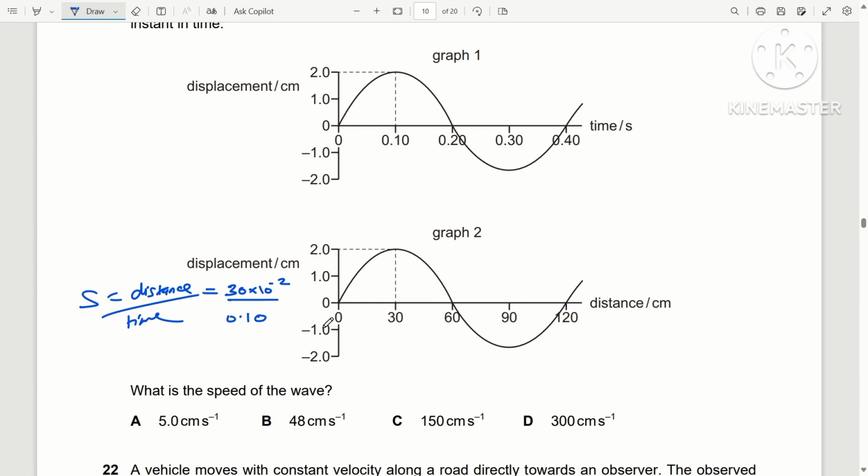Centimeter. Okay, we have to find in centimeter per second only, so no need to convert this. So we can write 30 by 0.10. So it will come out to be 300 centimeter per second. Option D is correct.